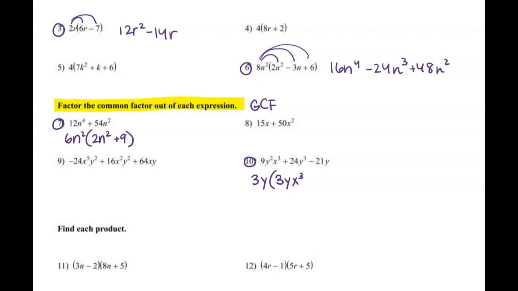It's kind of a mouthful to say. All right, so 3 times 8 is 24, y times y squared is y cubed. 3 times -7 is -21, y times 1 is y. And so really here, now let's multiply to make sure we were right. 3y times 3yx cubed is 9y squared x cubed. Good. 3y times 8y squared is 24y cubed. Good. 3y times -7 is -21y.